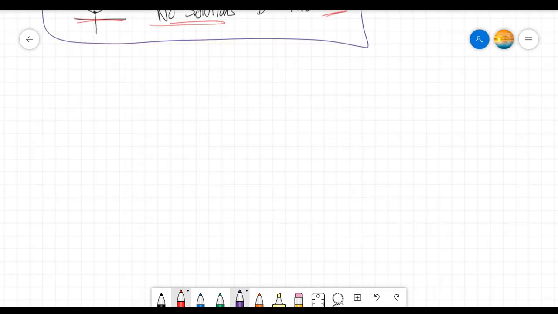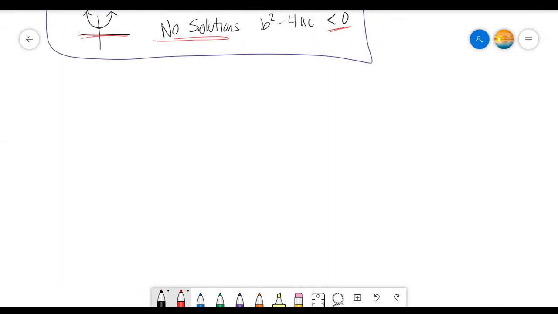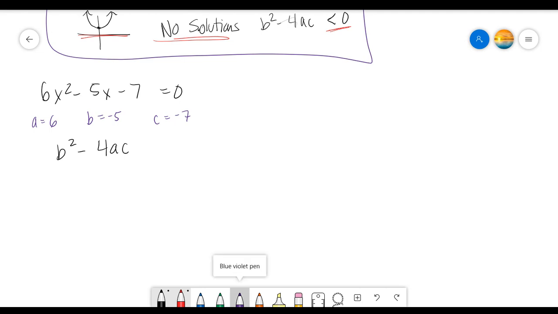So let's look at a couple examples of that, and then I'll send you guys on your way. So we have 6x squared minus 5x minus 7 equals 0. Just like with the quadratic formula, we want to identify that a is 6, b is negative 5, and c is negative 7. Now the discriminant is b squared minus 4ac. It's just the inside part of the radical, or the radicand. So we just substitute those values in.